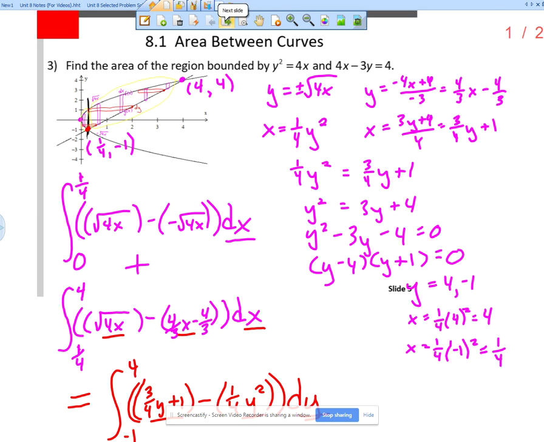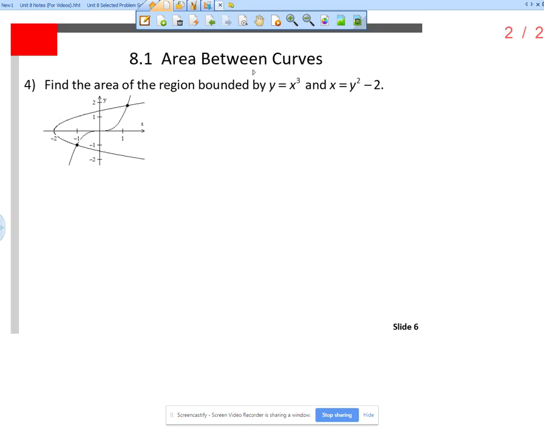So then let's take a look at slide number 6. It says find the area of the region bounded by y equals x cubed and x equals y squared minus 2. If we do that, we're going to draw this graph. Now, you should know what y equals x cubed looks like, and you should know what x equals y squared minus 2 looks like. So y equals x cubed looks like this, and x equals y squared minus 2 looks like this, right?